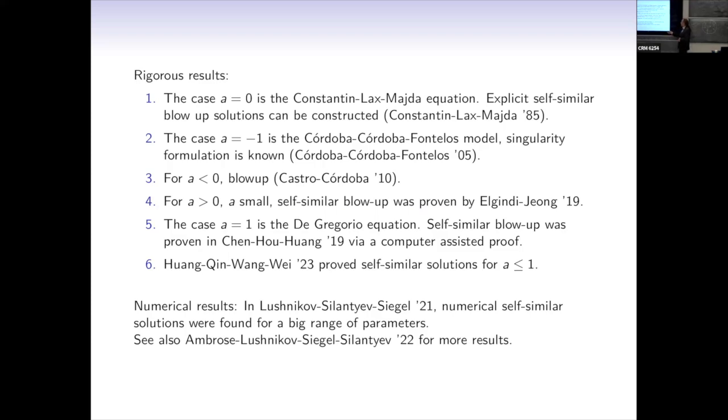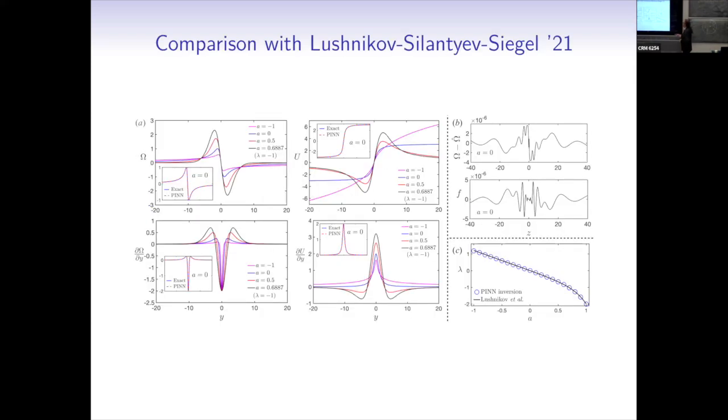A little bit before us, there was a numerical paper by Buckmaster, Silantyev, and Siegel, where they have computed a very big range of parameters, and they have found self-similar solutions using very different techniques based on continuation and complex analysis methods. And this has been for many a, not just zero, or there are also other exceptional values, but for many, many a. So this is the paper that we looked at. This is a figure from the paper, well, adapted to our setting.